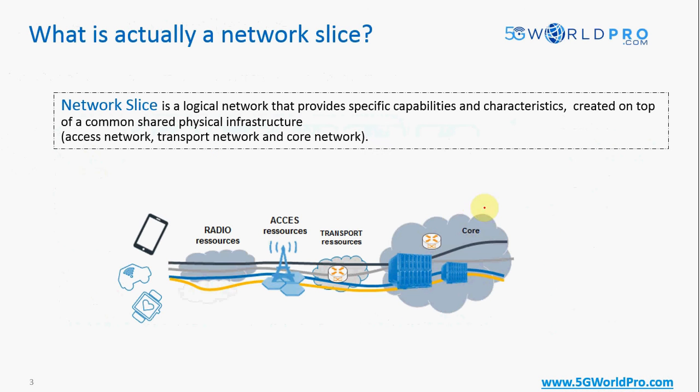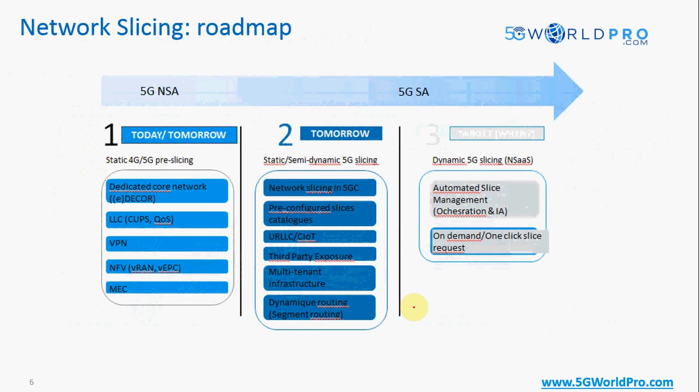The network slice is a logical network that provides specific capabilities and characteristics, created on top of a common shared physical infrastructure. But before, let's have a look at the roadmap of network slicing through the 5G NSA network and the 5G SA.